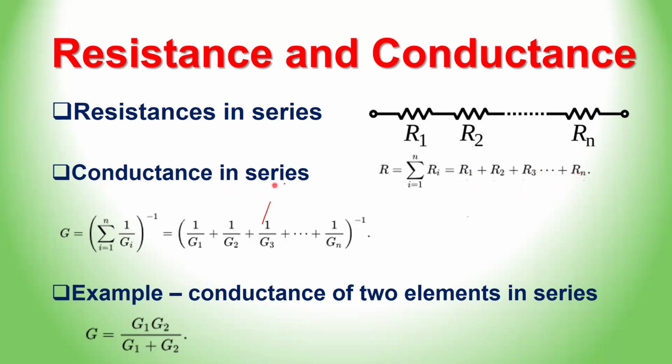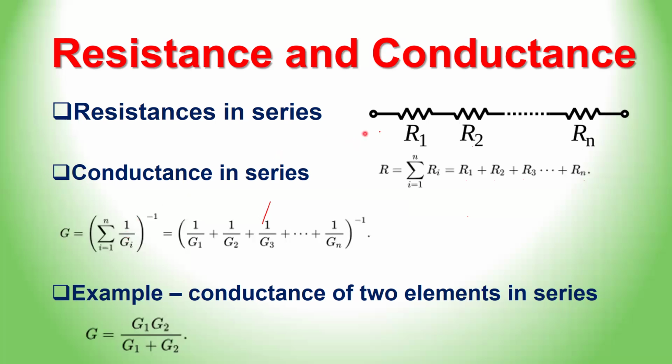Obviously, the conductances in series can be represented by this equation right here, where G, which is the reciprocal of resistance, is equal to the sum of the reciprocal of, no, I think I have messed it up.